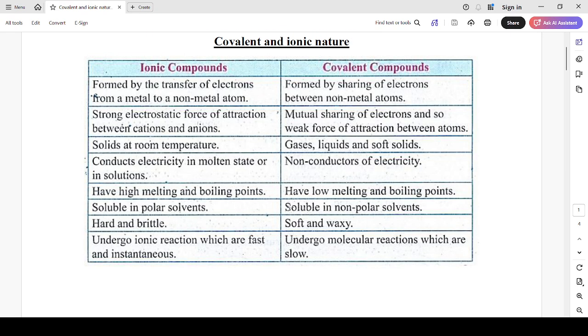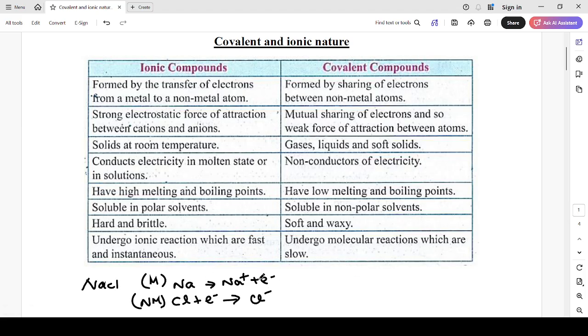Discussing the covalent versus ionic nature with respect to compounds. Now we all know this compound NaCl. Here, sodium likes to release an electron because it is a metal, while chlorine likes to take up this electron because it is a non-metal. Now you can see there is a positive charge and a negative charge existing here.